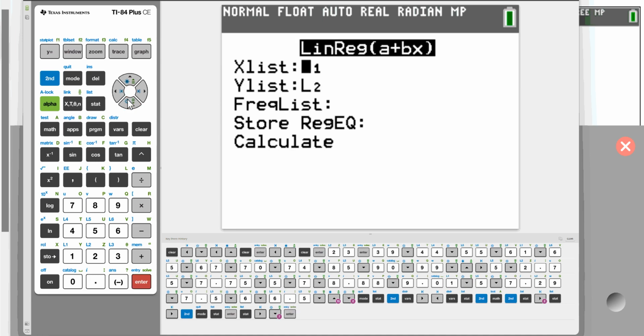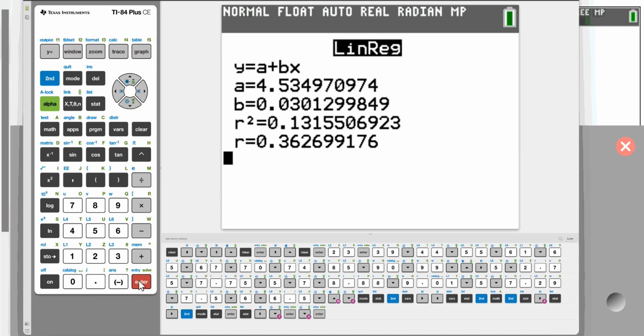Okay, list 1, list 2, nothing else. Calculate, boom. Now, that is what I had on this other slide. Oops, sorry about that. And if you look at everything to the right, it gives us our A, it gives us our B, and it gives us R squared and R.